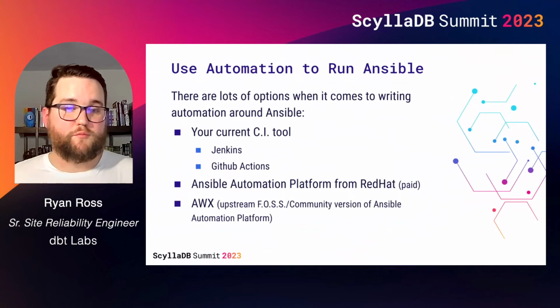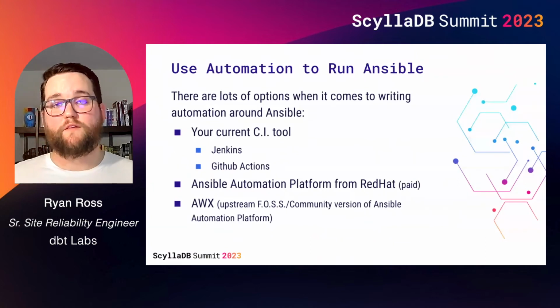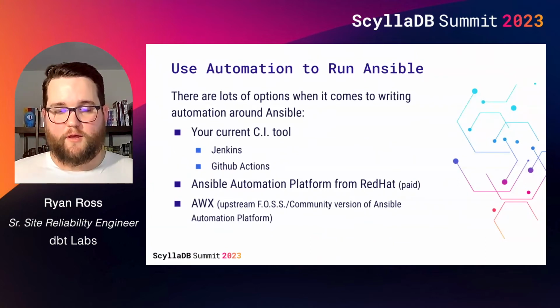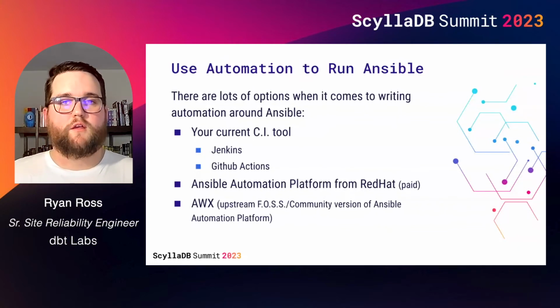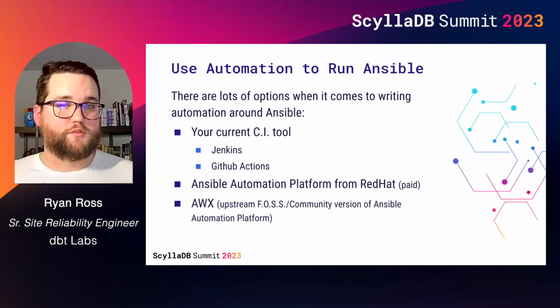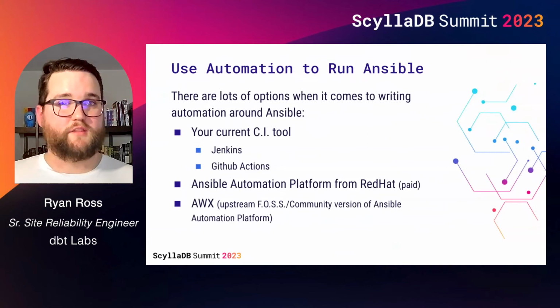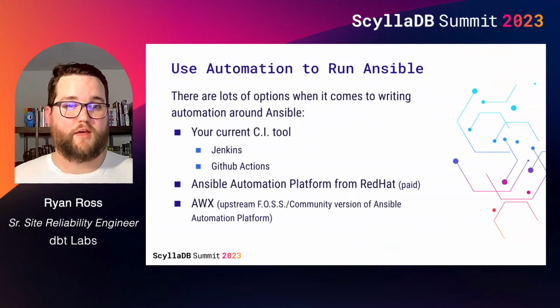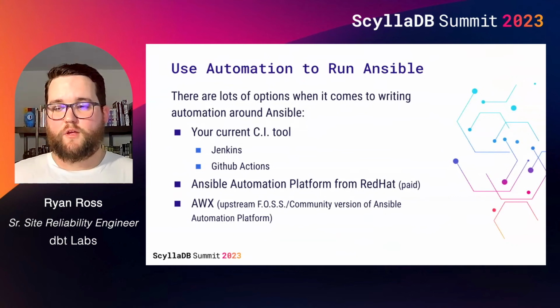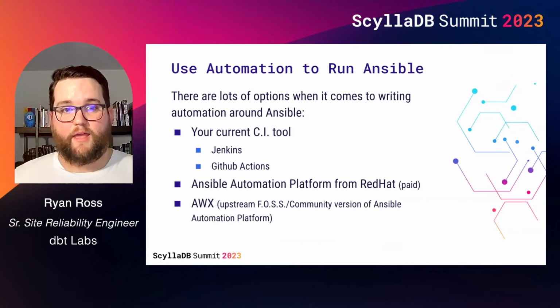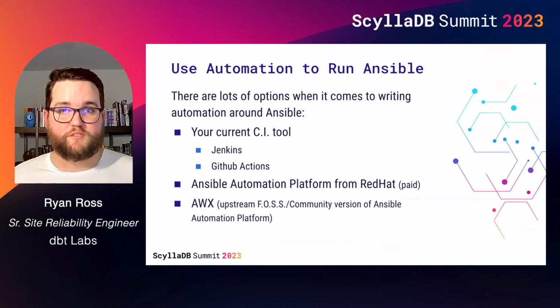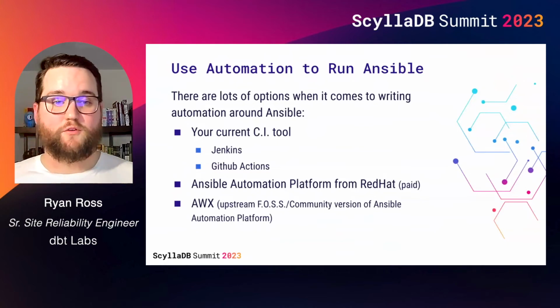The Ansible Automation Platform from Red Hat is Red Hat's paid version of Ansible, and you can get subscriptions for it. There are different things that you get as far as support. And then AWX is the free and open source version of that. If you think about the Automation Platform as like Red Hat Enterprise Linux, AWX is like Fedora. I have used Automation Platform at a previous employer. It was awesome. It's very easy to use.